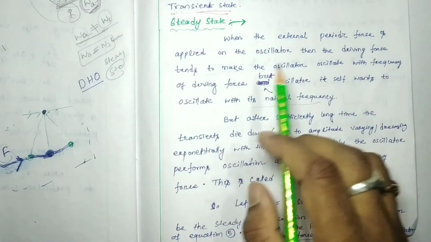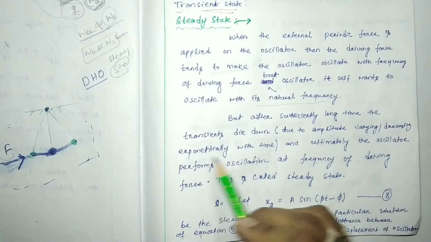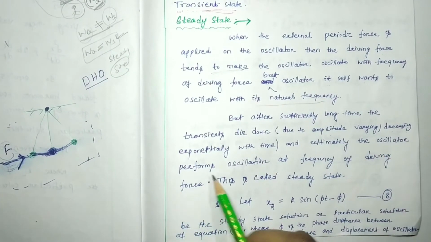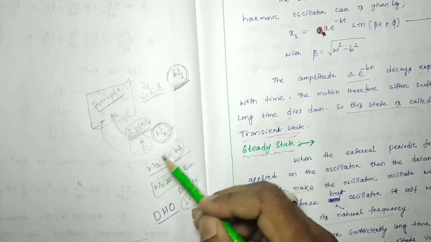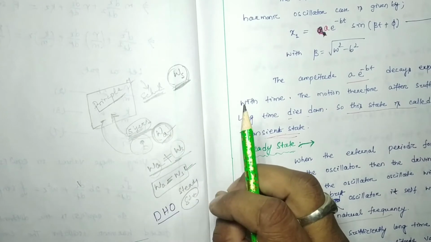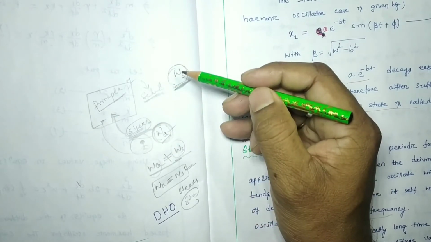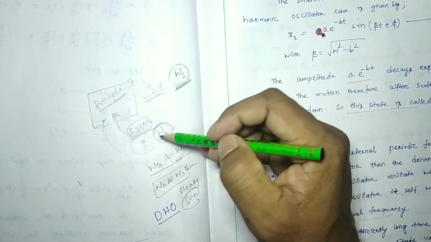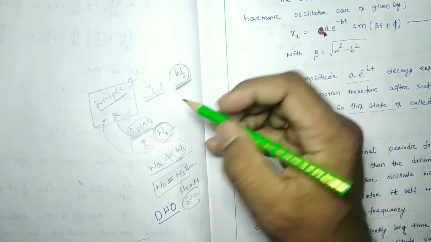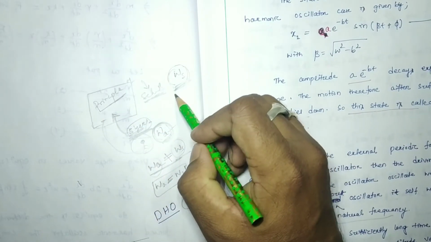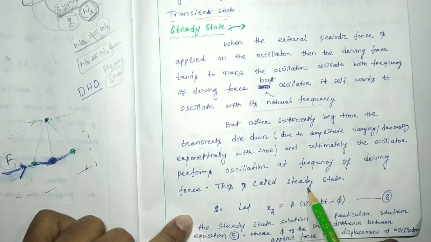Transients means its own initial behavior dies down, due to the amplitude decreasing exponentially with time, and ultimately the oscillator performs oscillation at the frequency of the driving force. This is called the steady state. So what will happen? After some time his or her thought is going to diminish, because the driving frequency becomes dominant as time passes. After some days you can find he or she will be informed, accepted, and continuing his or her life with the principle of the school. Likewise, ultimately the oscillator oscillates at the frequency of the driving force. This is called the steady state.